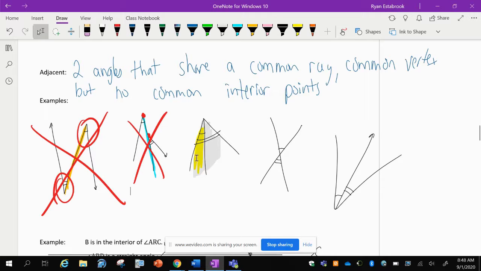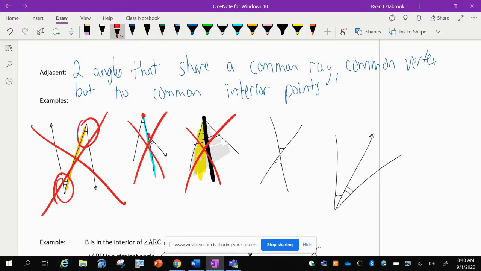Next one, I have the yellow angle, which is right over here. And then the other marked angle is the entire thing in gray. It is all of this. Now, they do have a common vertex. They both have this as the vertex. They have a common side. They both have this side over here. However, they do have some common interior points. What you see in yellow are the interior points of the yellow one, and then the gray is the interior points of the bigger one. And since they have some common interior points, or in other words, since they overlap, that is not adjacent either.